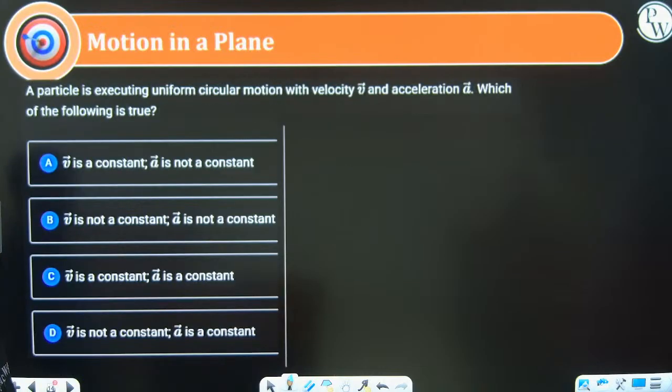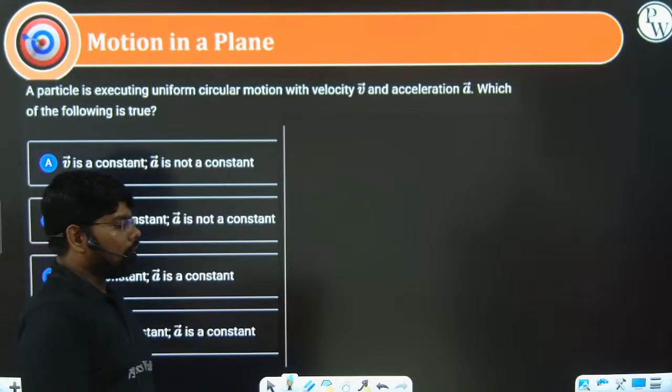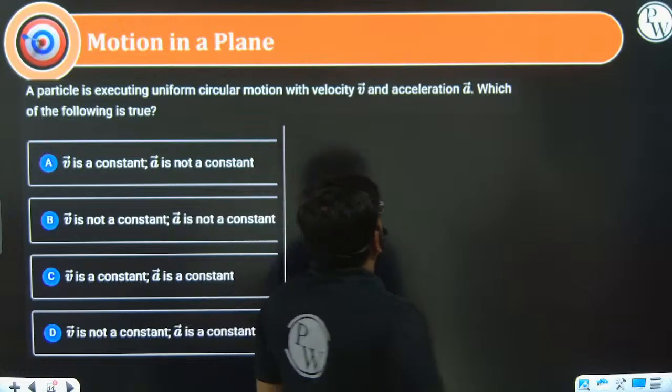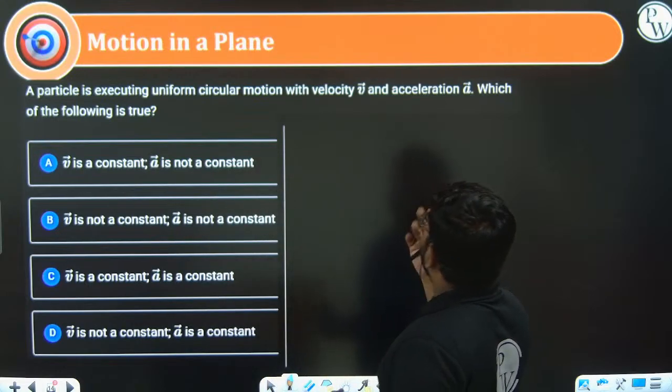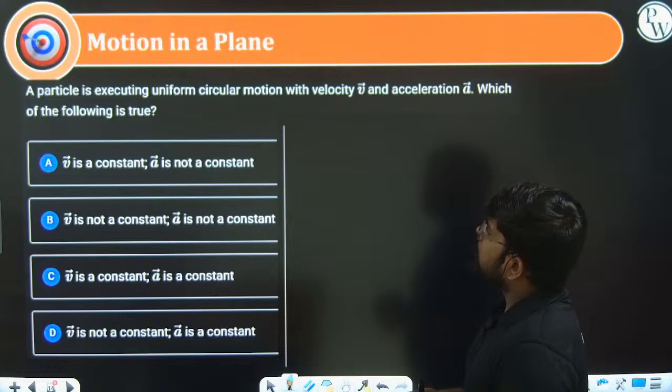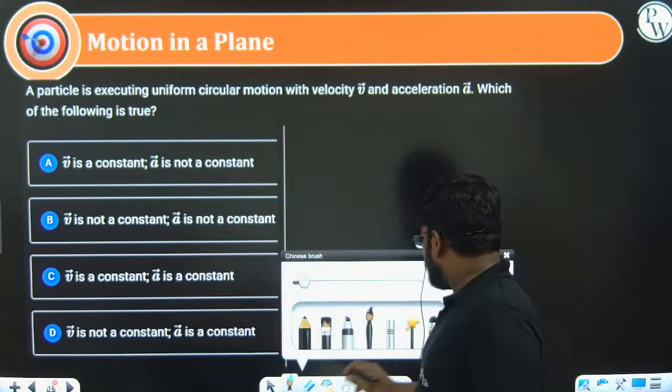And a particle is executing uniform circular motion with a velocity and acceleration given. So we are having a simple question based on uniform acceleration.